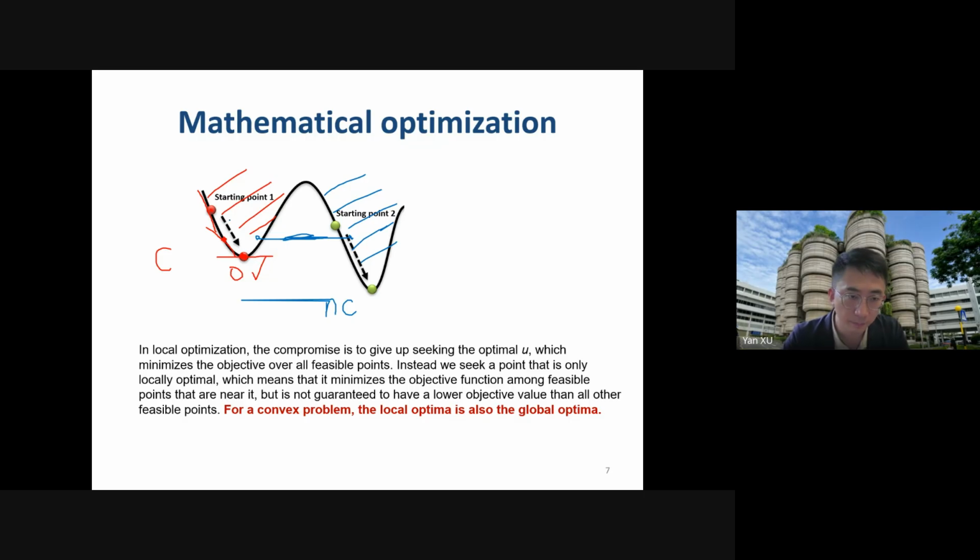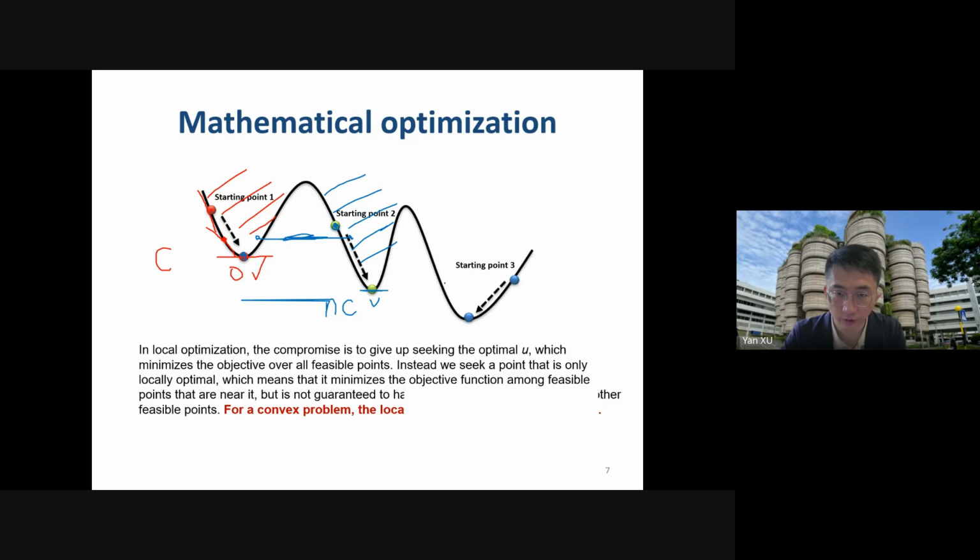Now, as I said, depending on the starting point, we may converge to a different optimal solution. If we still start from this point, we will get this red point. But if we start from this green point, we will find this solution. Now, clearly, this solution is better than the left-hand side. So the green point will be your global optimal, but this red point is the so-called local optima within this small feasible region. Now you can see here for the non-convex problem, we are unsure whether the found solution is global optimal or not.